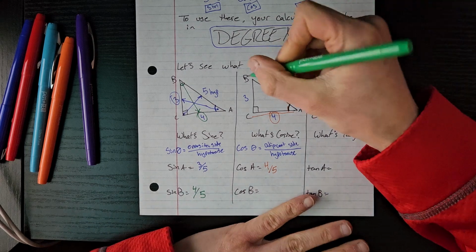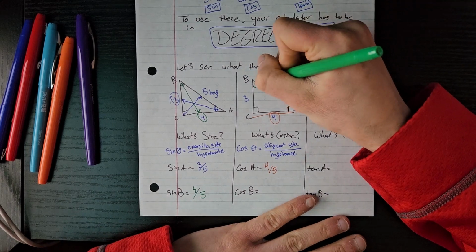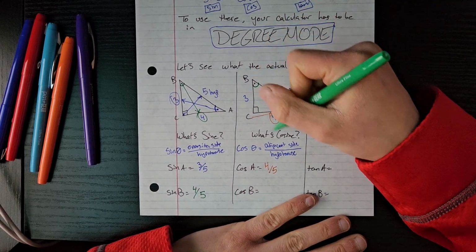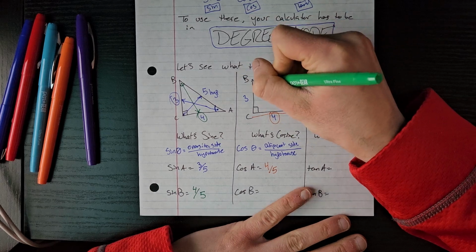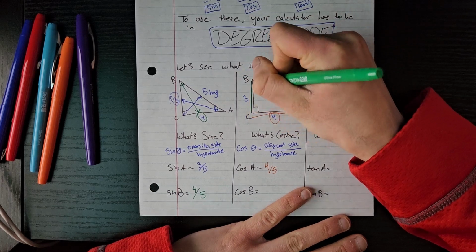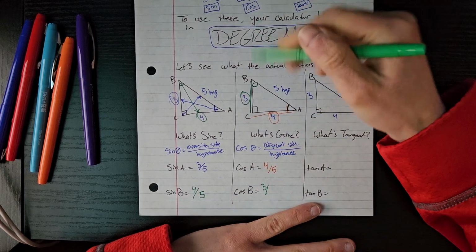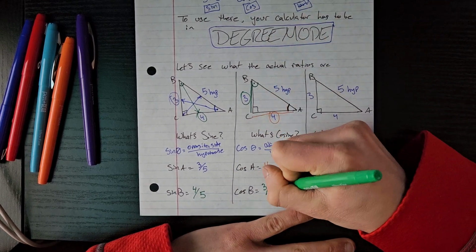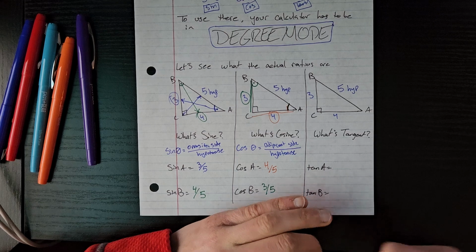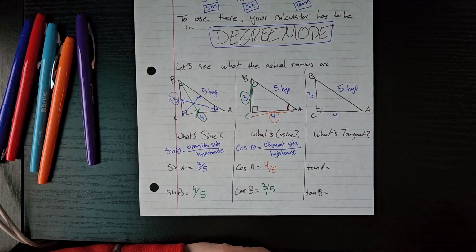Cosine of B. Looking for my adjacent side length, because that is on my top. That's my numerator. That would be the side BC with the length of 3. That's over my hypotenuse, which is 5. So cosine is adjacent side over hypotenuse.